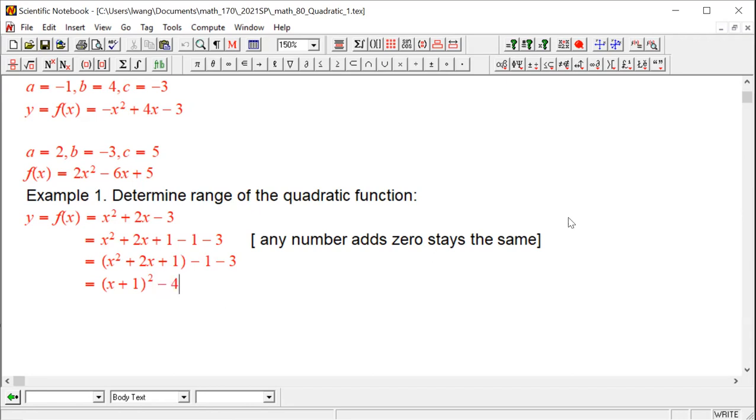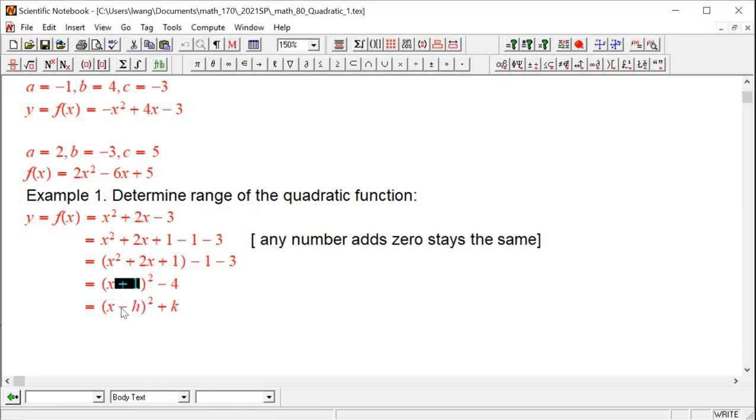In this form, we call it x minus h squared plus k.